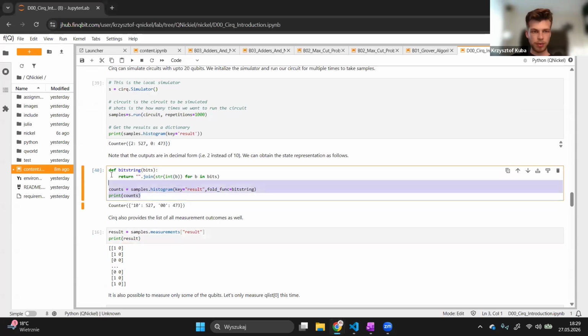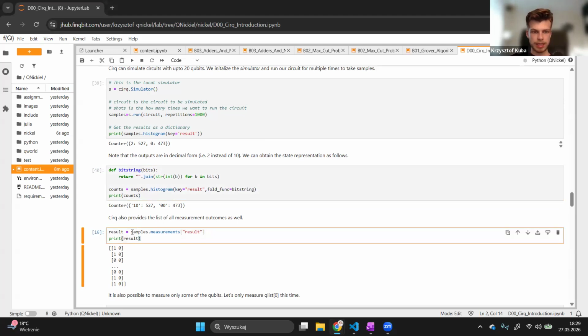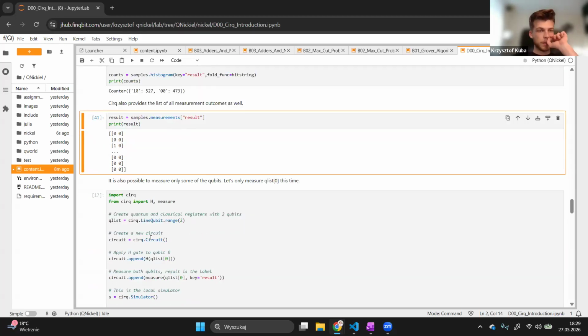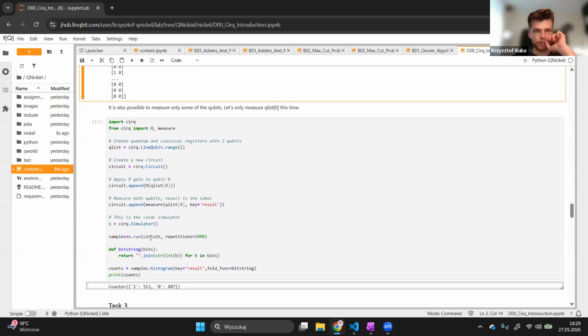So, going back to the discussion with those bit strings, we can access the measurement by calling the key result that we specified earlier, and we can print the results individually. So here we have those 1000 rows step by step, providing the list of what result was called when.